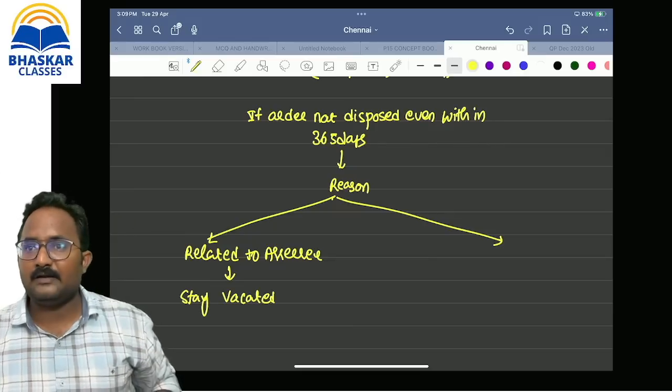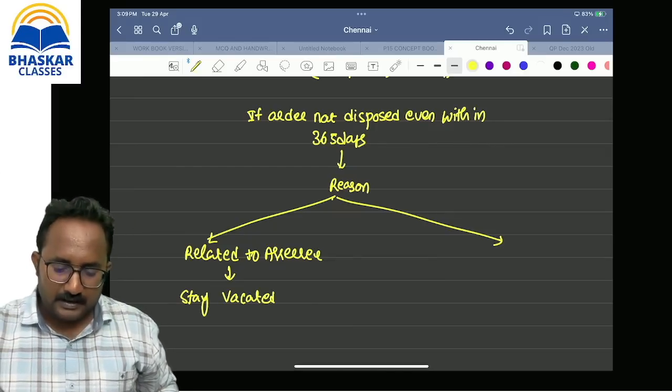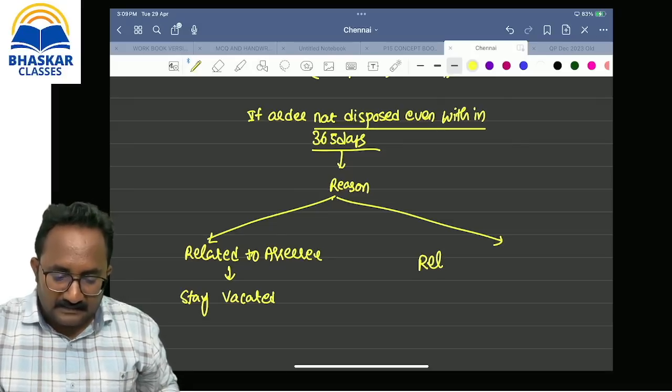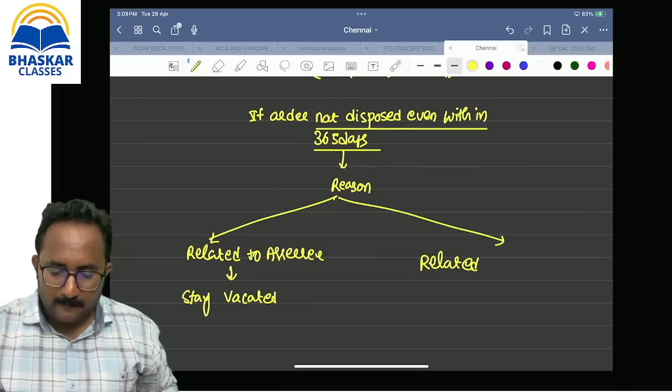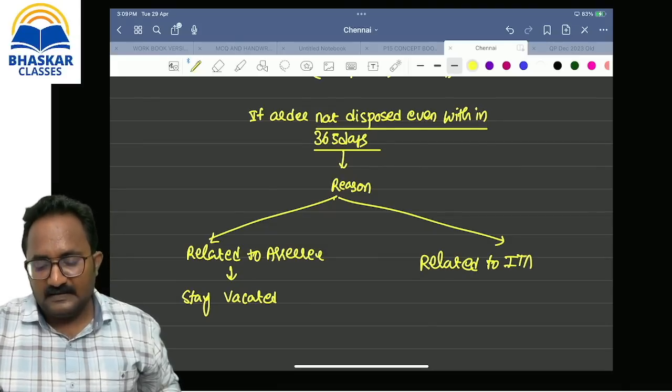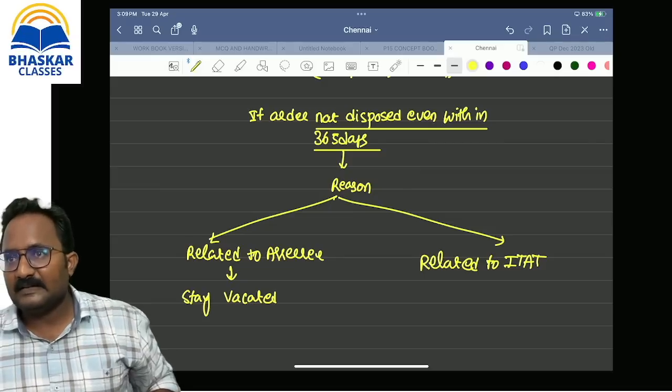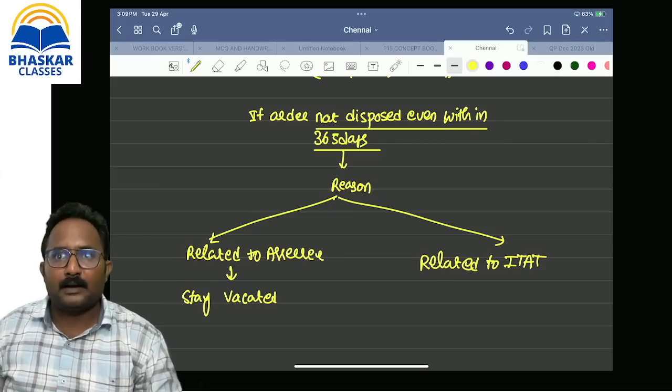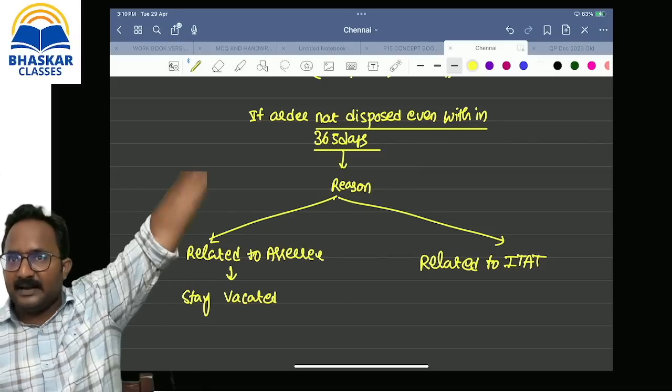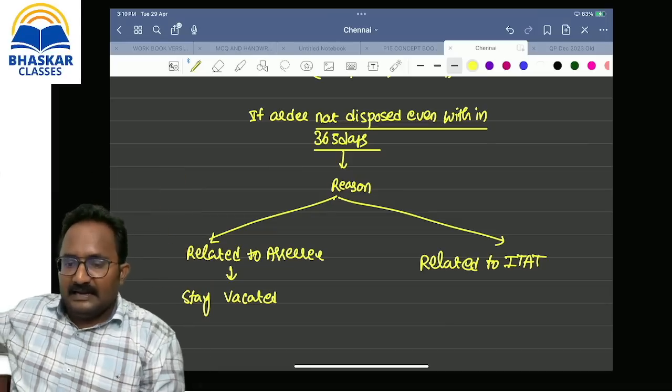Vacated. You only did not attend that hearing, sir. So that's why the stay is vacated. If the reason for not disposing within 365 days is related to whom, ma? ITAT. The bench is not working properly, sir. That means the judges are not working properly. They may have taken leave or whatever it may be. They are busy with many other cases or whatever it may be. So that is an ITAT mistake.